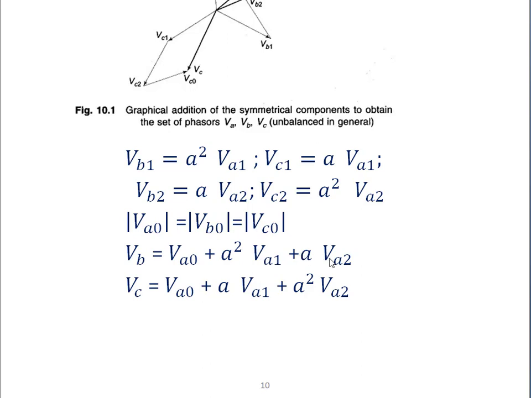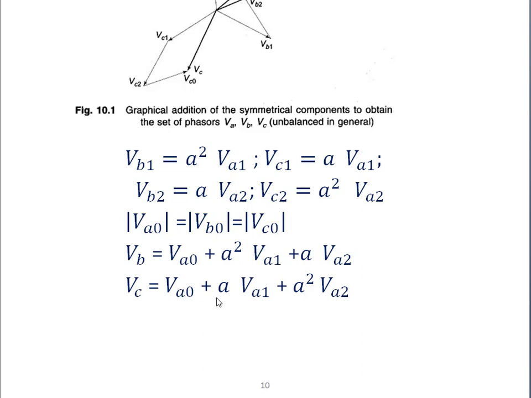Similarly, VB2 is replaced with A into VA2 like this. Similarly, VC is nothing but VC0 plus VC1 plus VC2. So these vectors have to be replaced with the reference vector, that is vector A. So VC0 is represented or replaced with VA0 because VA0 and VC0 are equal.